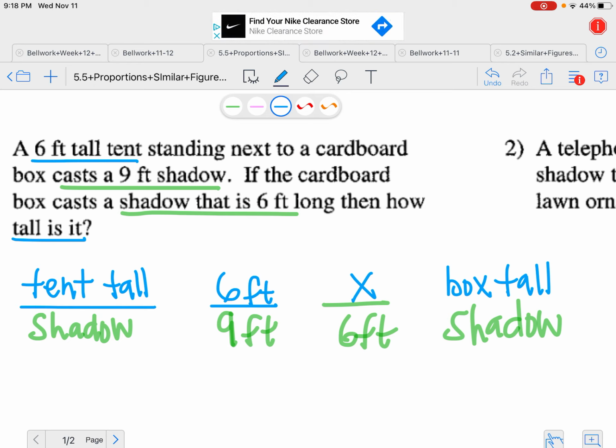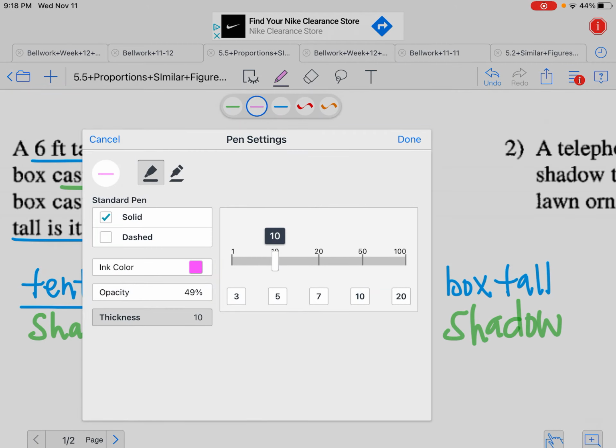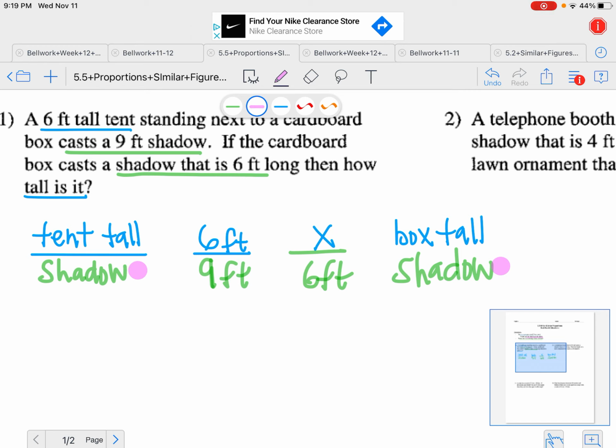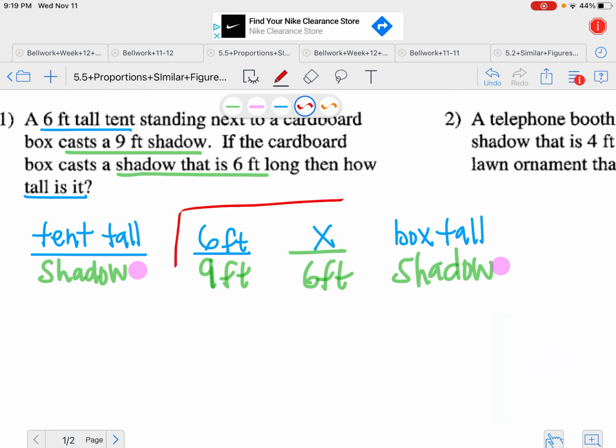Now, the really important thing for you to notice right here, I'm going to make myself have a highlighter. The most important thing to notice is that the shadow was on the bottom and the shadow was on the bottom. So I also color coded those in my story problem the same color. They were both green. Okay? But making sure your labels match, shadow on bottom, that's how you know you get your numbers in the right spot. Now that I have my problem set up, I can solve it.